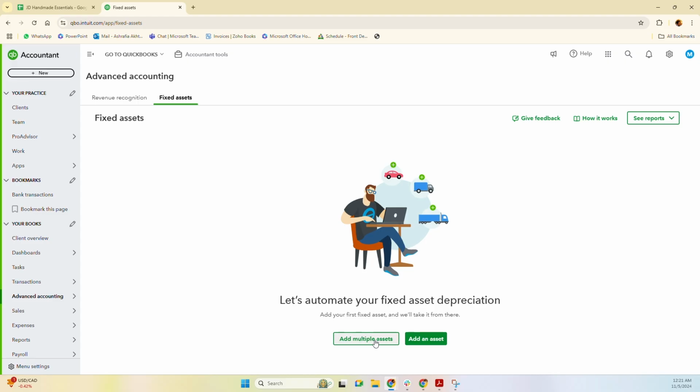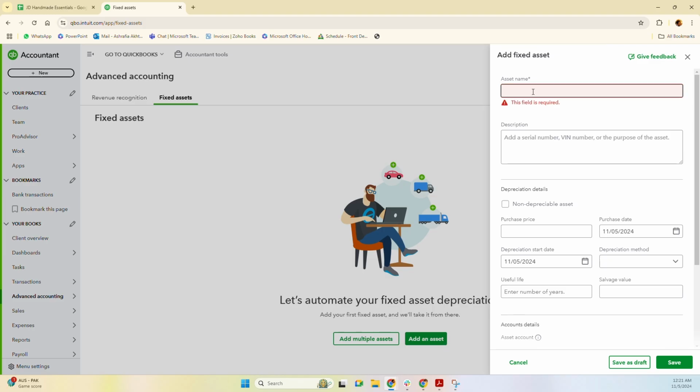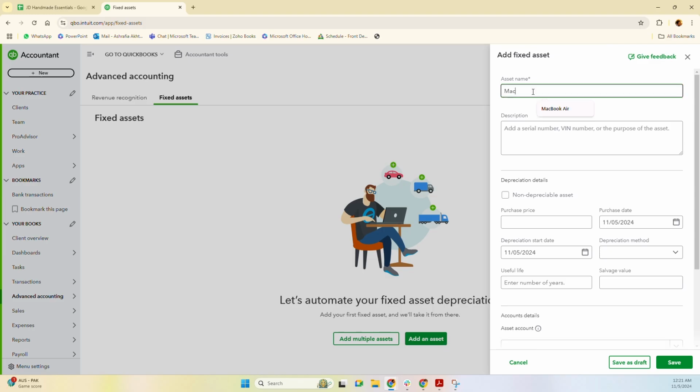We can also add multiple assets together. Let's add one by one. So first thing is our asset name. What is the name of our asset? It is a MacBook Air, and the asset code will be, since this is a laptop, let's assume LP, and this is our first laptop, so 001. This is our asset code.